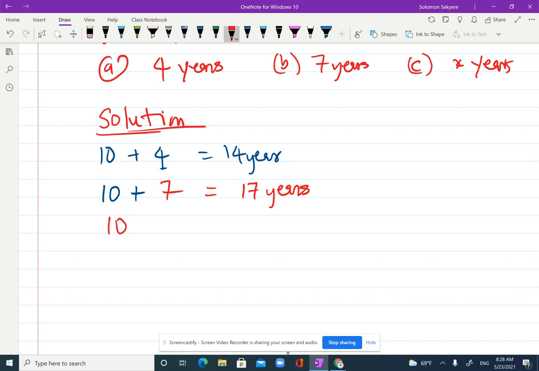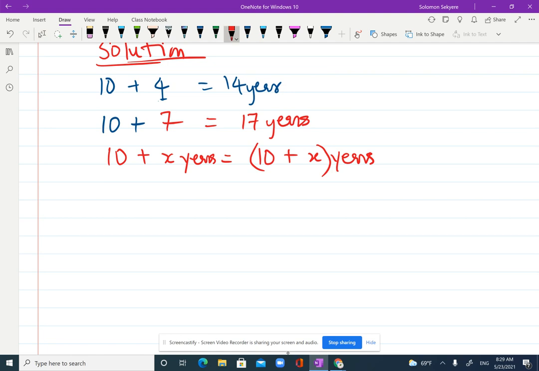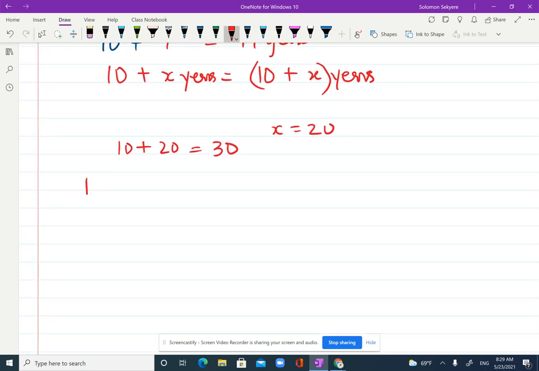In general, if you want to say in X years, we don't know what the X is. We write Kwame's age in X years will be 10 plus X years. And if we know that X, then we can put it in. What if I told you that X is equal to 20? That means, what is Kwame's age in 20 years? Then you can say 10 plus 20. Kwame will be 30 years. Okay, your turn. Try it.